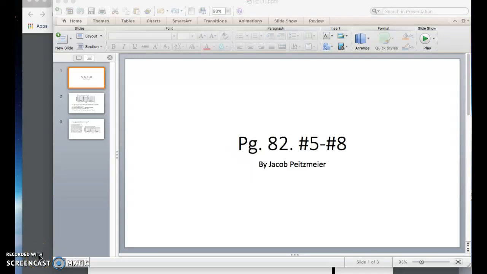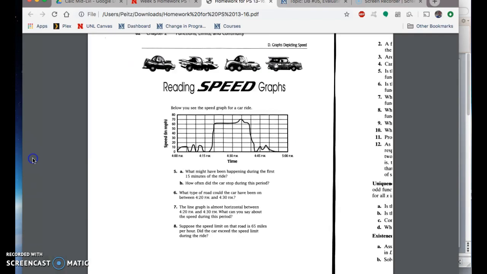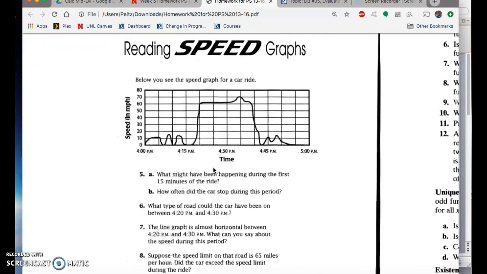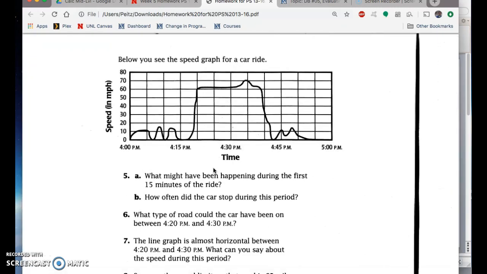So I'm going to be doing page 82, number 5 through number 8, which is kind of that reading speed graphs. Below you see the speed graph of a car ride. It's miles per hour on the left. Time on the bottom looks like it's going in 5-minute intervals, from 4 to 5. So question 5 is, what might have been happening during the first 15 minutes of the ride?